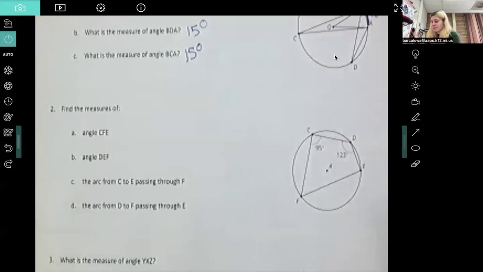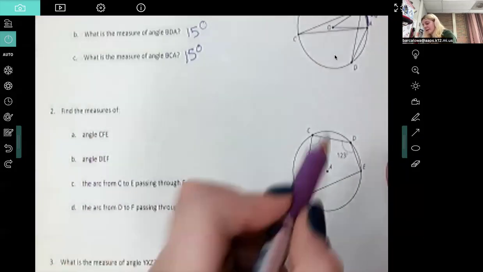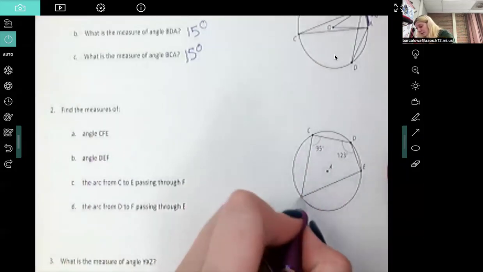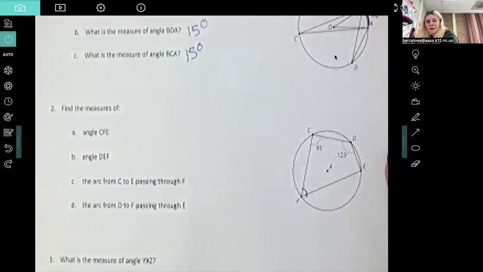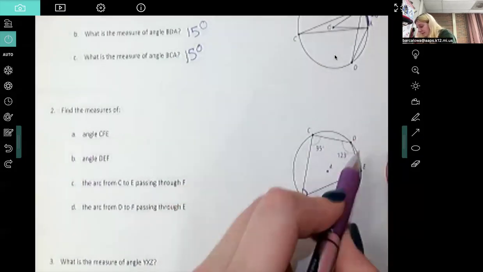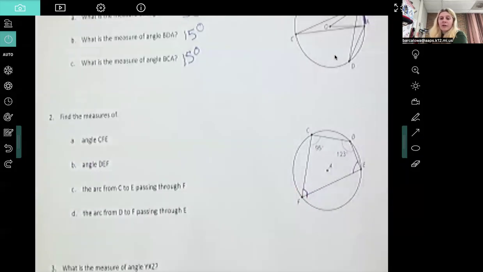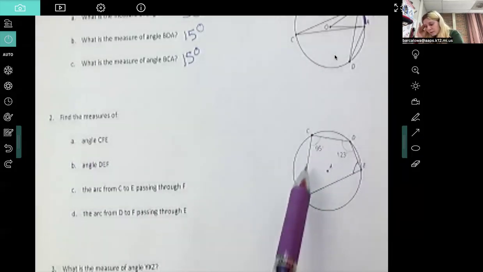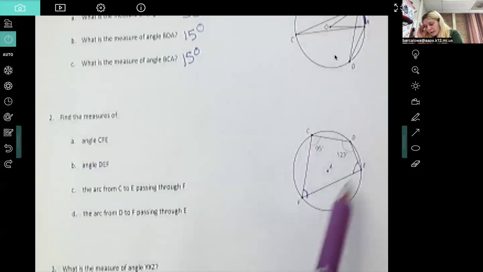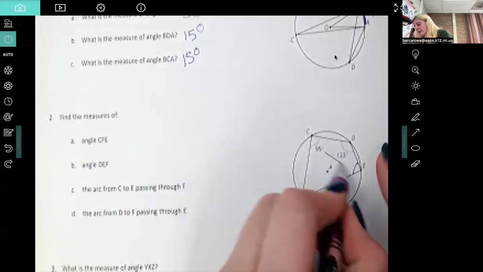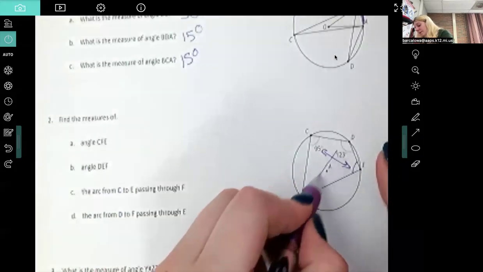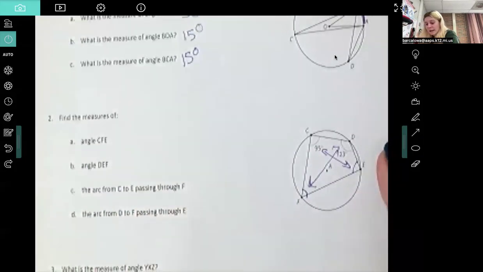Okay, find the measures of these angles. CFE. Ask me about this one. And also DEF. So these two angles. Think back. What did we learn about four-sided shapes, quadrilaterals, that are inscribed in a circle? Yeah, the opposite angles add up to 180.